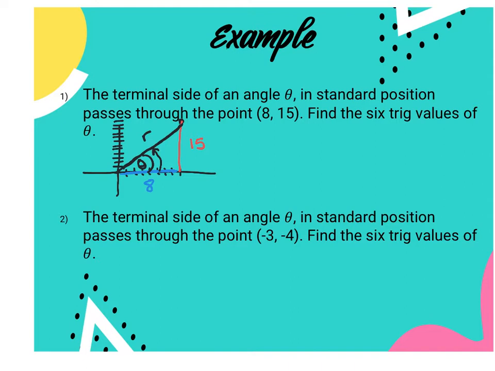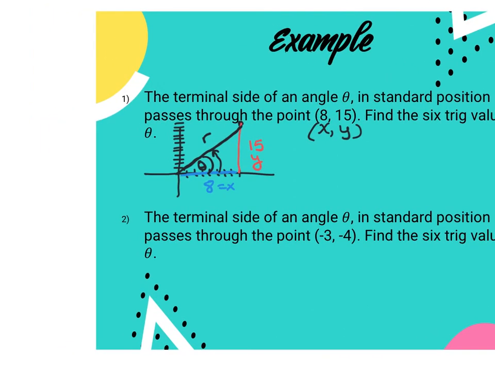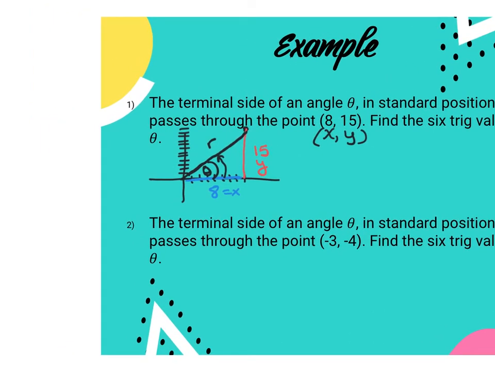I need to calculate the value of r. So the 8 is my x, and again you can see it right here in your ordered pair, x comma y. And then the 15 is the y. Now let's do the r. We're going to be using r is equal to the square root of x squared plus y squared.